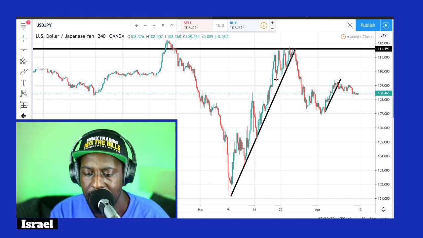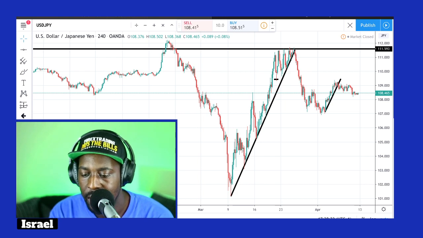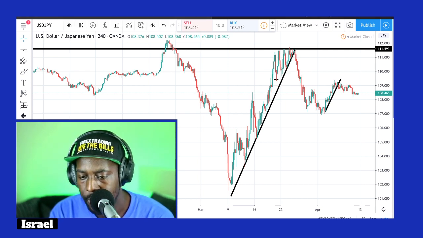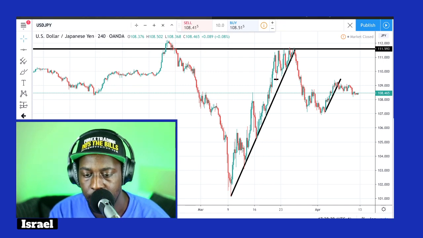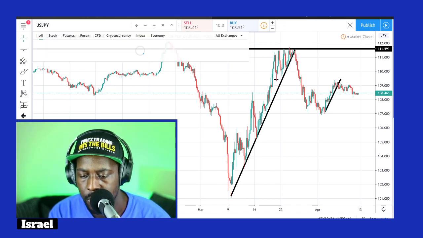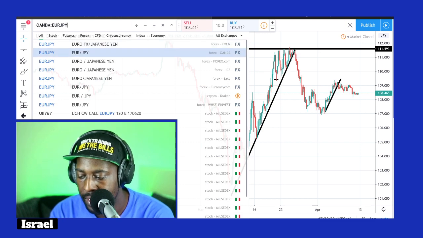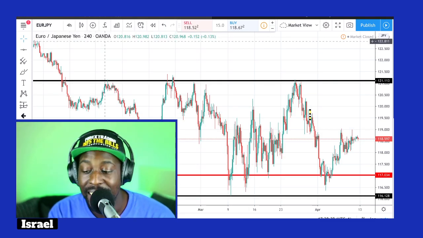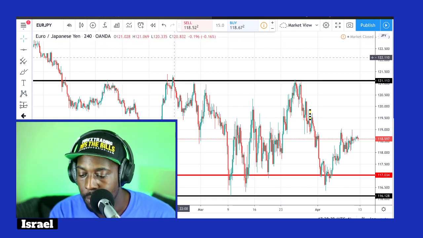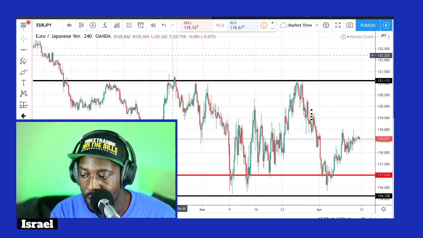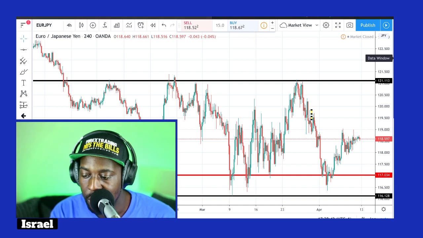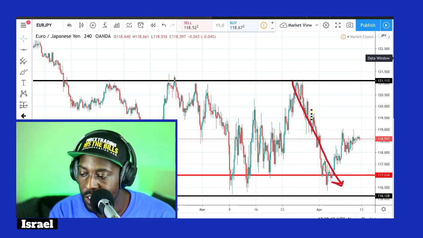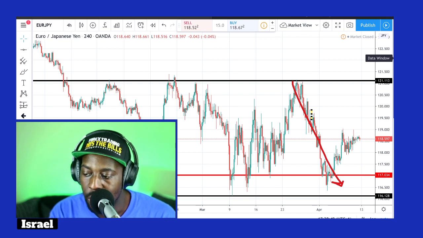We can look at the euro yen. Let me see here. Let's look at the euro yen. Okay, let's look at this. This one, for a couple of weeks, was the main currency to trade because we had these areas where we thought price was actually going to drop from. It did that, hit the area like a lot of these currencies have done recently, and basically bounced off it.